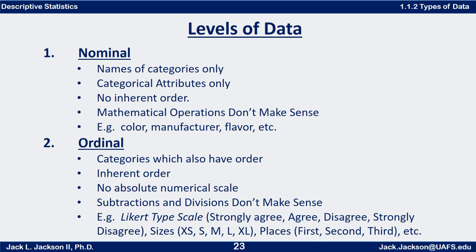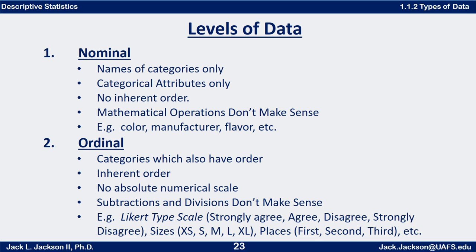an inherent order. So an example is something called a Likert type scale, which would include a scale that goes like strongly agree, agree, disagree, strongly disagree. That's a Likert type scale. You could have sizes: extra small, small, medium, large, extra large. There's an order there. Both of these things have order. Okay? Places: first place, second place, third place.